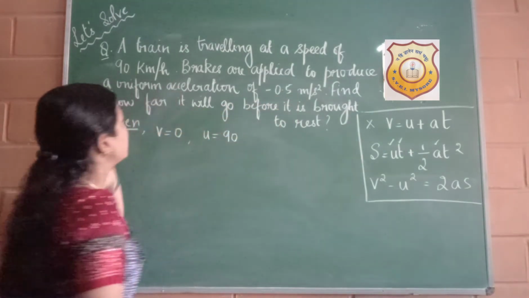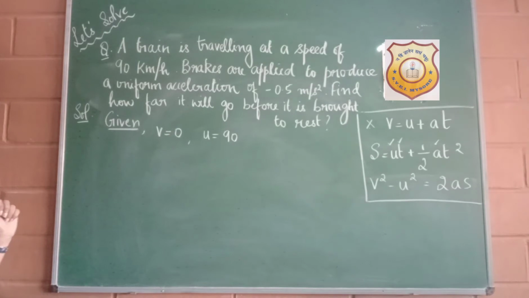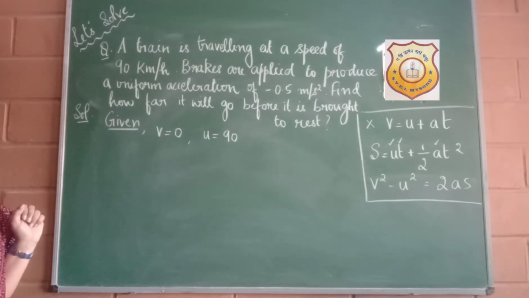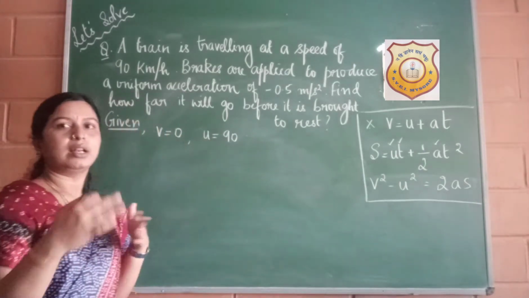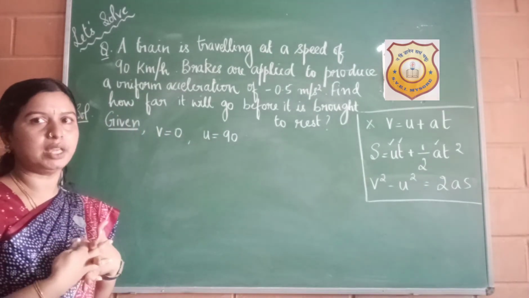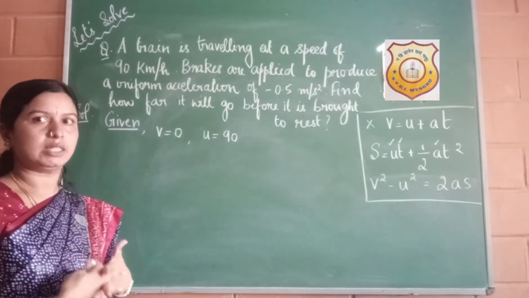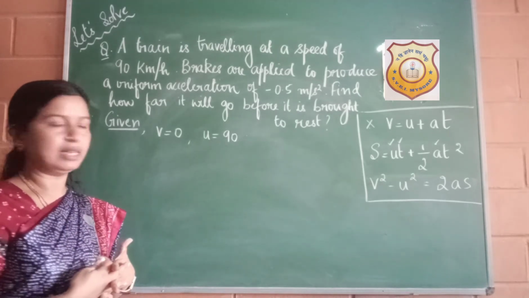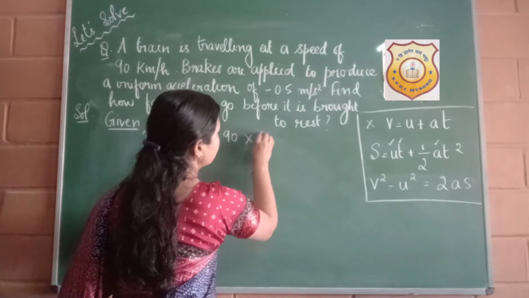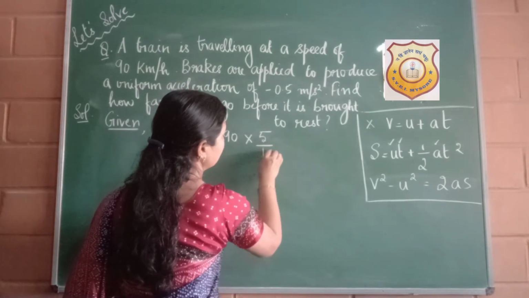Other quantities, if you see, are given in meter per second. So we have to convert this into meter per second. Try to recollect, you are going to multiply it using 1000 by 3600, or conveniently multiply it using 5 by 18. So 90 into 5 by 18.